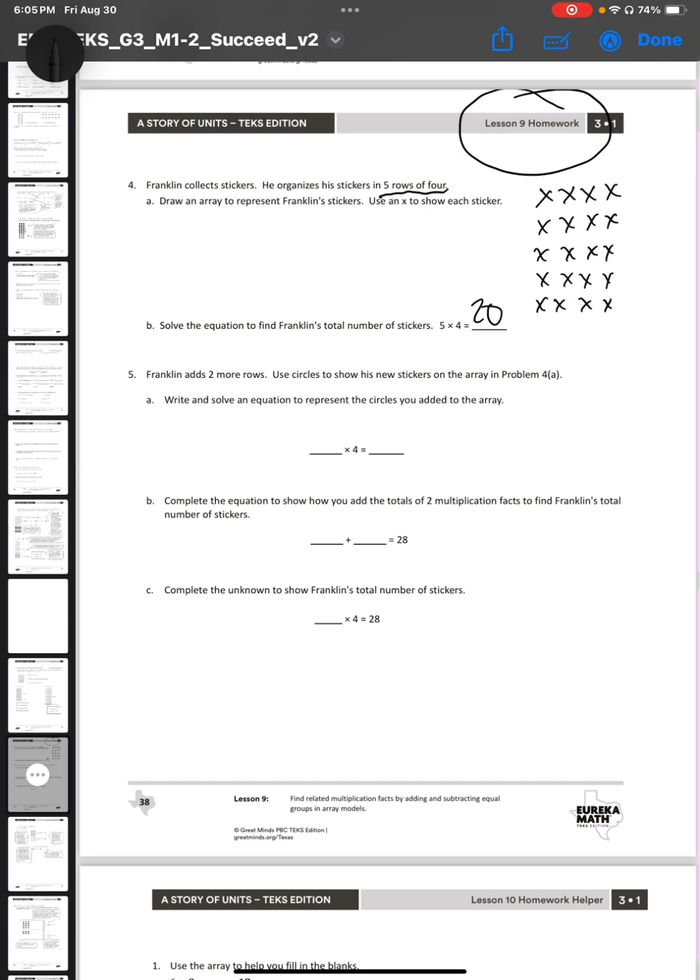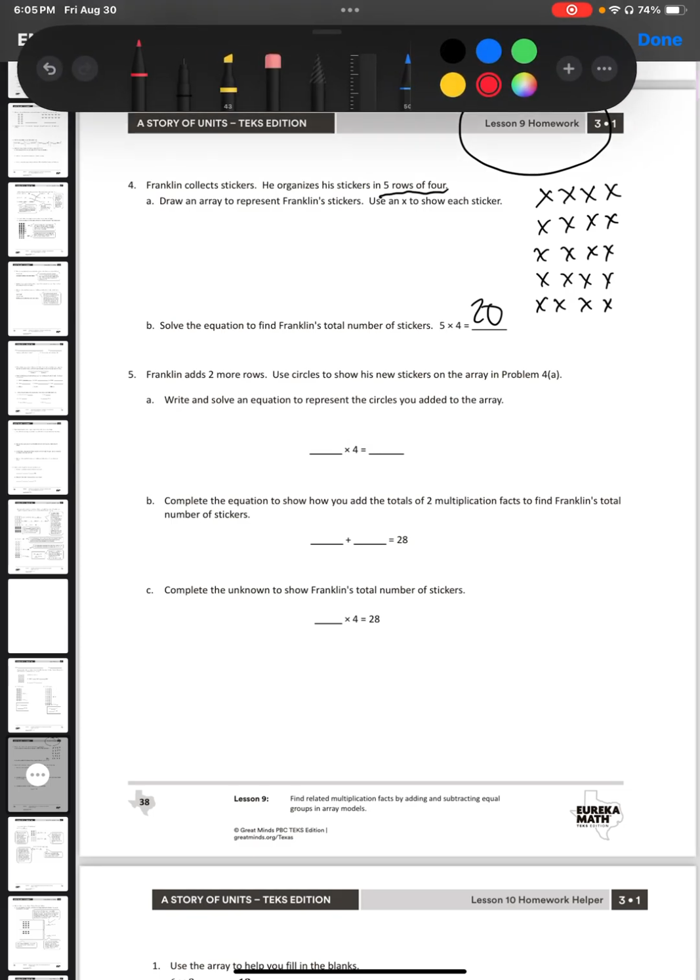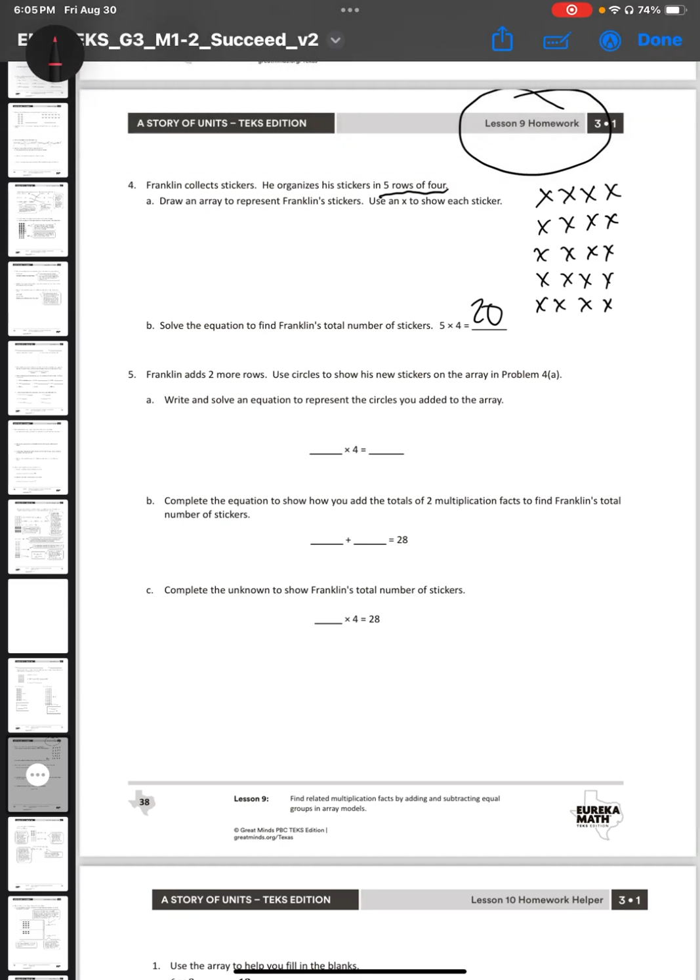The next part says, Franklin adds 2 more rows. Use circles to show his new stickers on the array in problem 4. I'm going to change my color pen because I feel like when you change the color, not just the shape, it stands out a bit more what's going on here. So I'm going to add Franklin's 2 additional rows. There's row 1, there's row 2. Write and solve an equation to represent these circles you added to the array. So right now I just want an equation for this bottom part. The equation is going to be 2 rows of 4 equals 8.